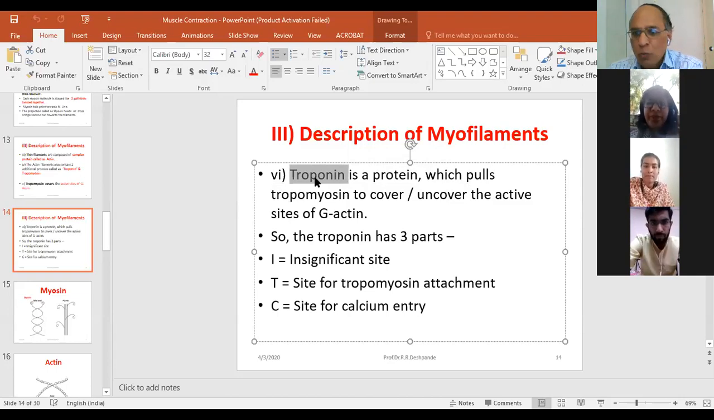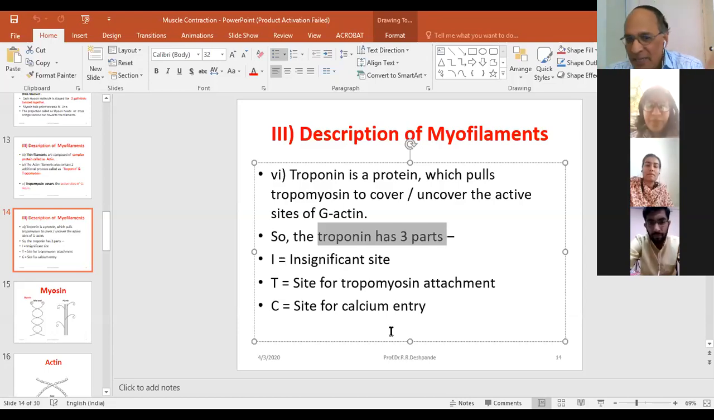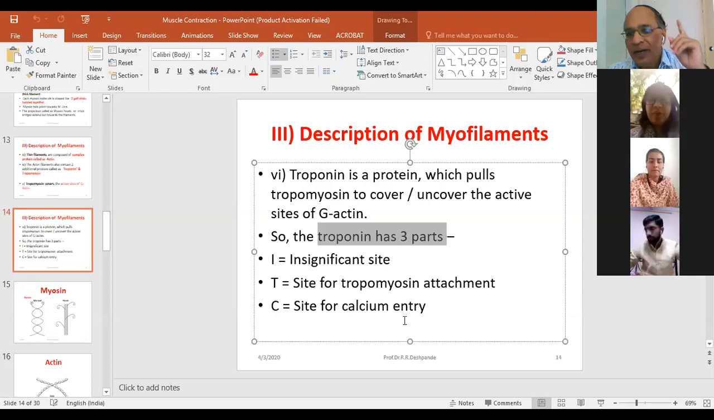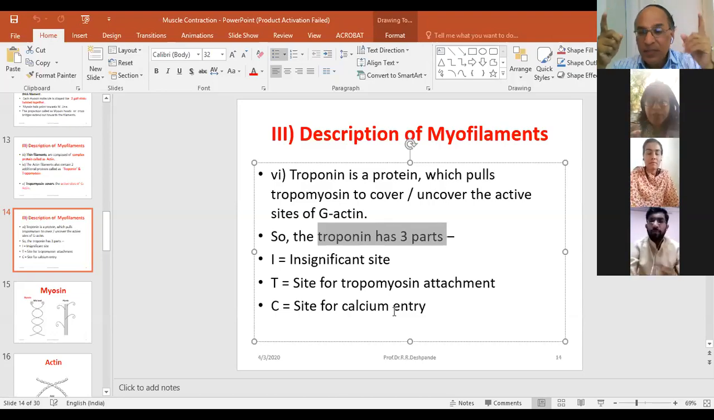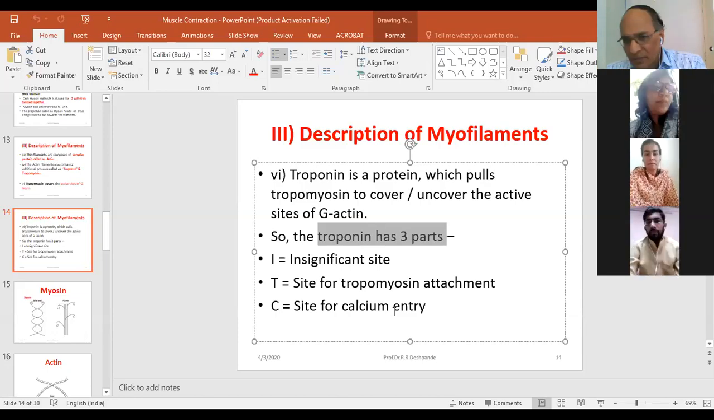Now, this troponin has 3 parts. A little bit complicated, I know. One after another. Troponin has 3 parts. I, insignificant site. T, site for tropomyosin to attach. And C is a site for calcium entry. ITC. Mug it up. ITC. This is a part of troponin. I is of no value, insignificant. T is the site for attachment. And C is the site for calcium entry.